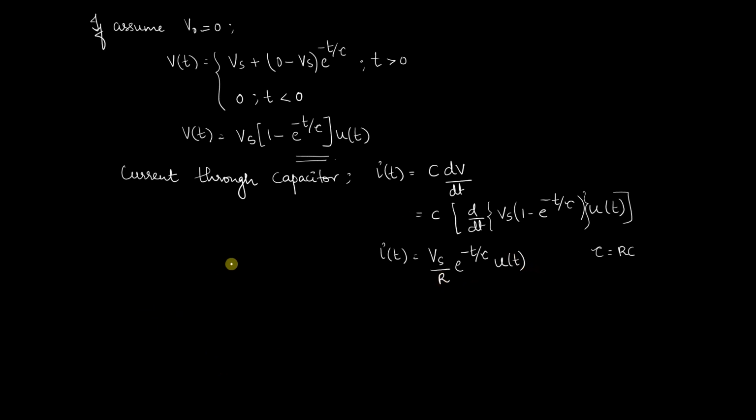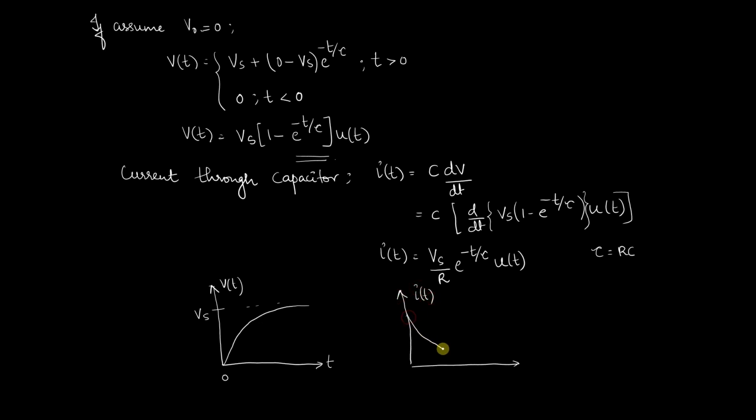So if I were to plot this on the graph, the voltage is exponentially increasing to a steady state value, that is Vs, whereas the current is exponentially decreasing. So this is 0 and it is decreasing from its peak value Vs by R.